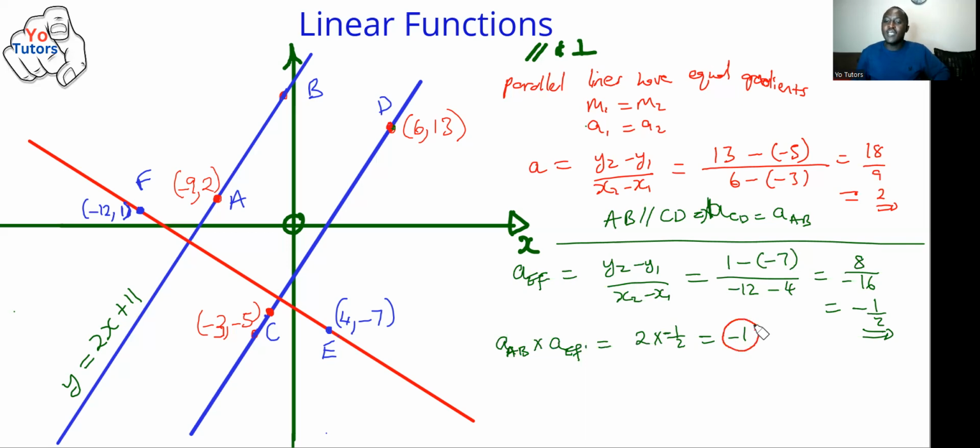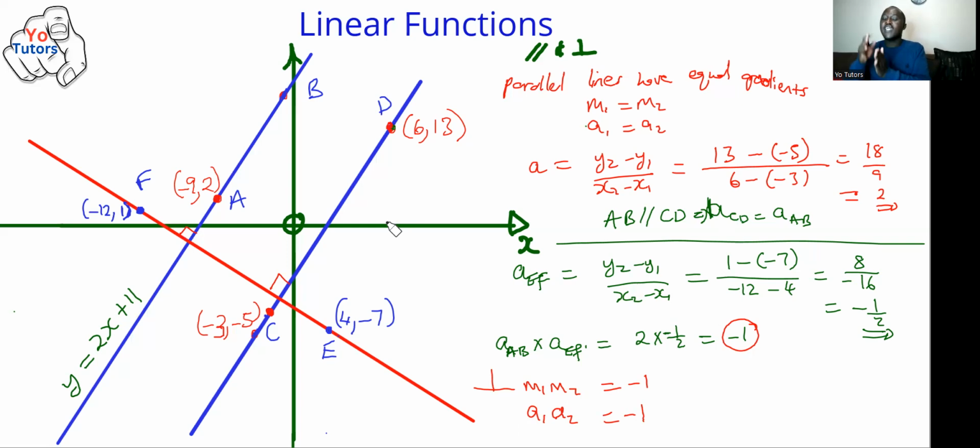So when you're talking of perpendicular lines, they meet at 90 degrees. That's what it means. So it means that M1 times M2 is going to be equal to negative 1, or you can say A1 times A2 is going to give us negative 1. So these are gradients: if you take their gradients and multiply them, you get negative 1. That's what you need to understand. That's all when it comes to parallel lines and perpendicular lines.